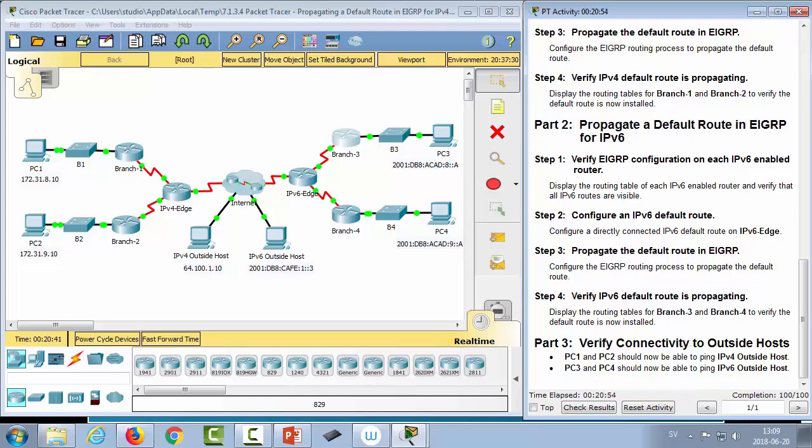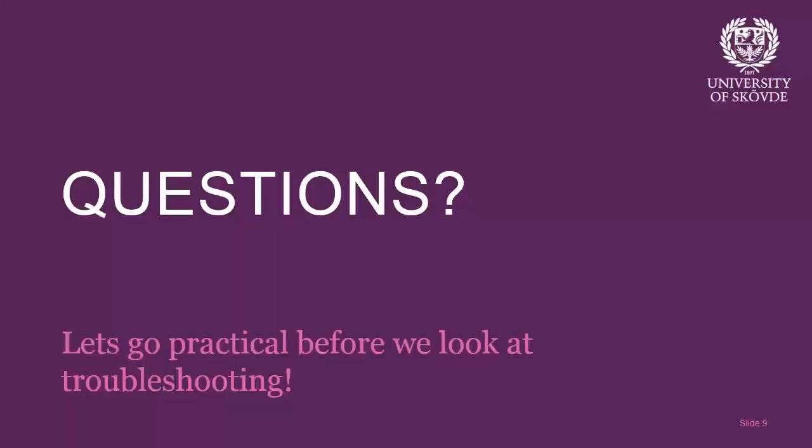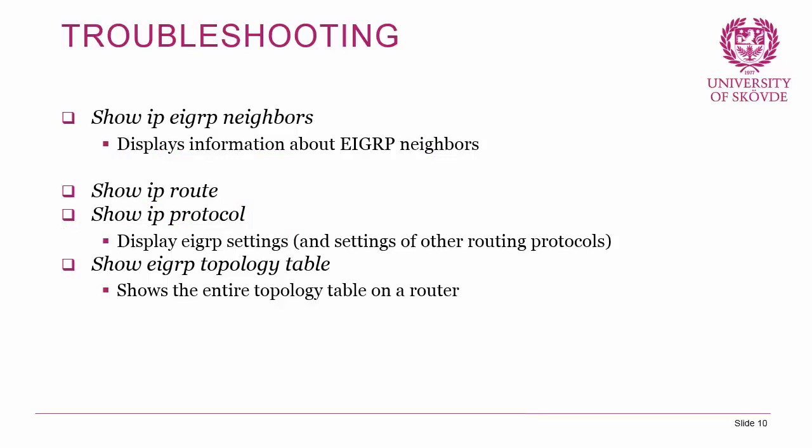We're going to go back to the theory and have a few slides on troubleshooting before we get to another practical on troubleshooting. So in troubleshooting, there are some commands that I really want to emphasize. The first one is show EIGRP neighbors. What this will do is display information about EIGRP neighbors. This allows us to verify that the router we're currently troubleshooting is forming neighbor adjacencies with the routers that we expect. Then of course show IP route, that's sort of the result of all EIGRP stuff. That's the routing table where we can see everything.